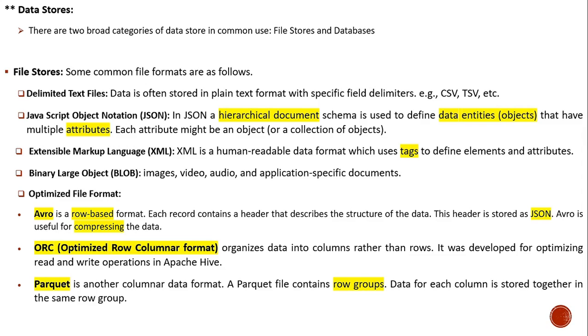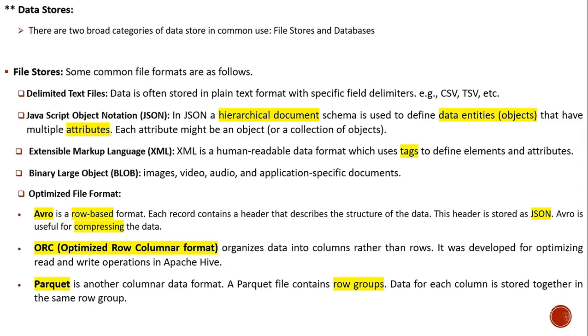The next is the JavaScript object notation JSON file. So JSON is nothing but hierarchical document. Okay, it has hierarchical schema where data entities can be referred as objects, and that having multiple attributes. So for example, the customers data will be stored, and we can have multiple attributes like customer name, customer email address, and whatever data we need to store, that will be in the form of attributes.